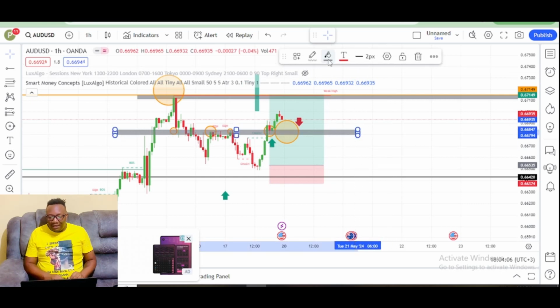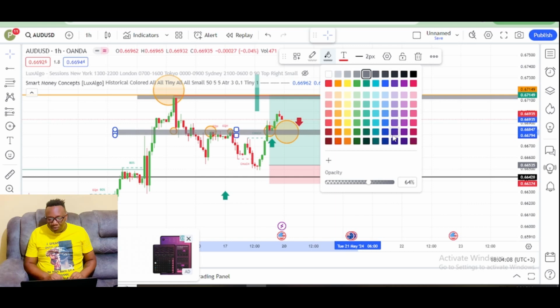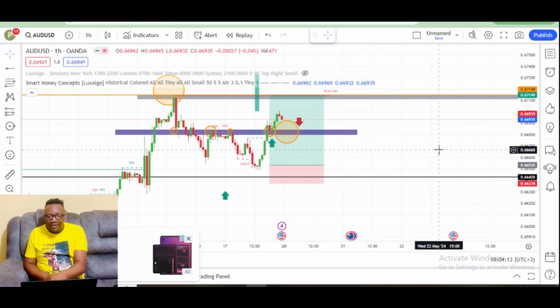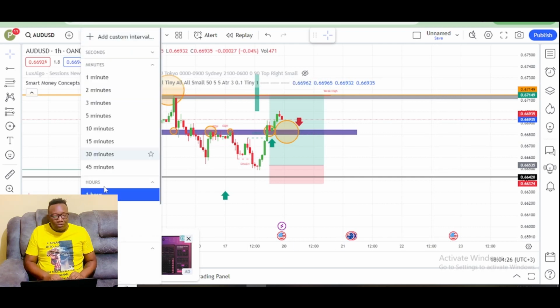Let me use a blue color above this blue rectangle. As simple as that. Do not complicate your charts. The easier the better. Do not overcomplicate, and use risk to reward. That's support and resistance. Let's now go to trend lines.